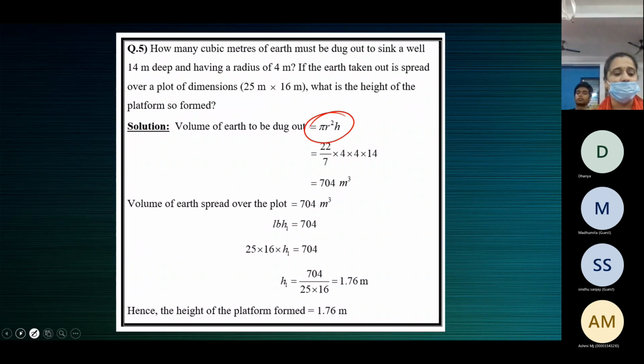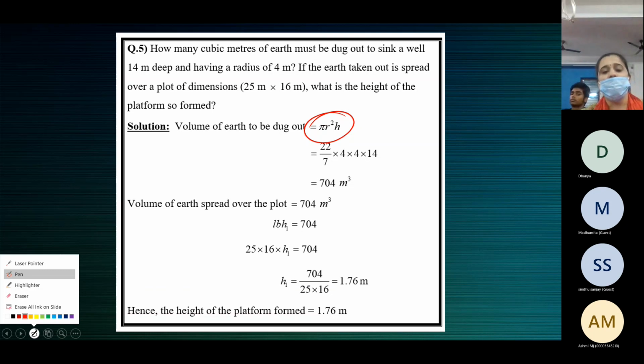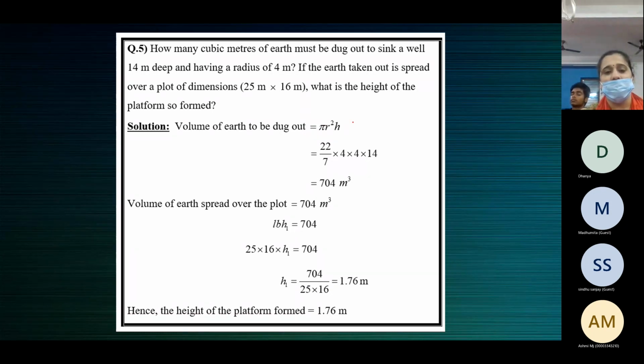So the volume of the earth, see here. Volume of the earth dug out is pi r square h. So that's 704. So what is the volume of the earth spread over the plot? That is 704. Whatever is removed from the well is now spread here. How do you find the volume? See, this is the left-hand side. This is the right-hand side. Right-hand side, write it down as it is because it's a number.